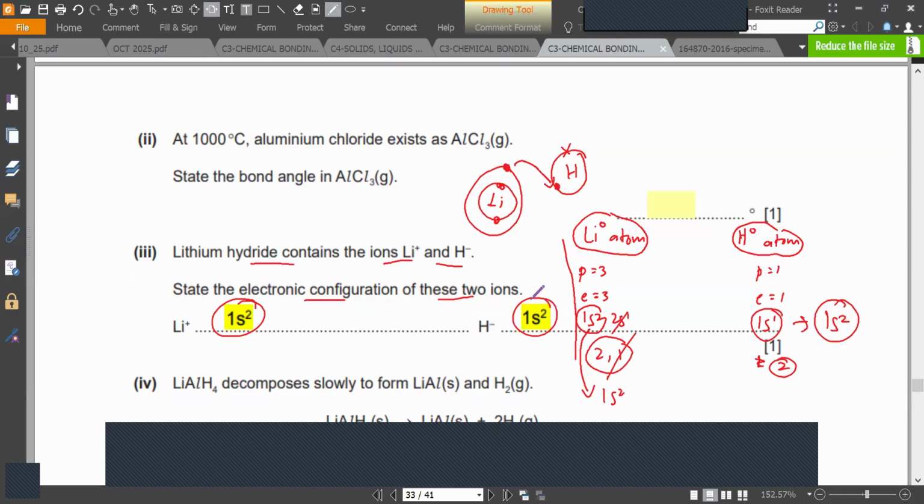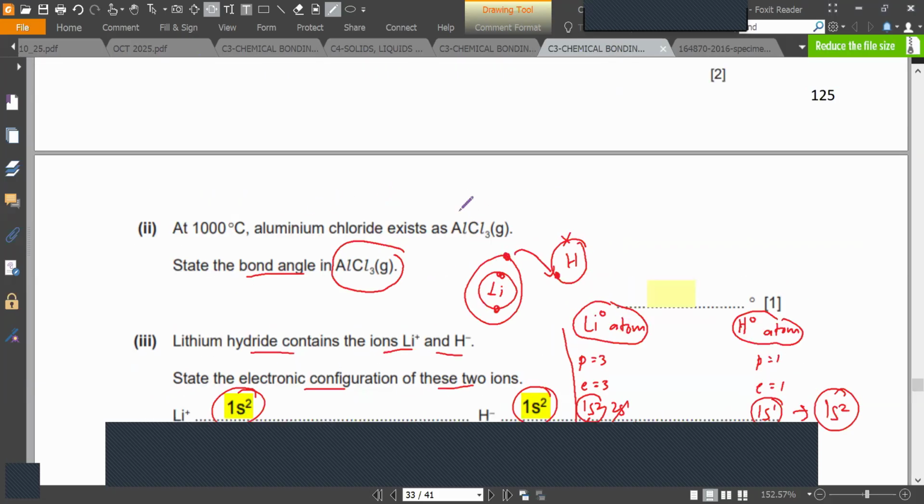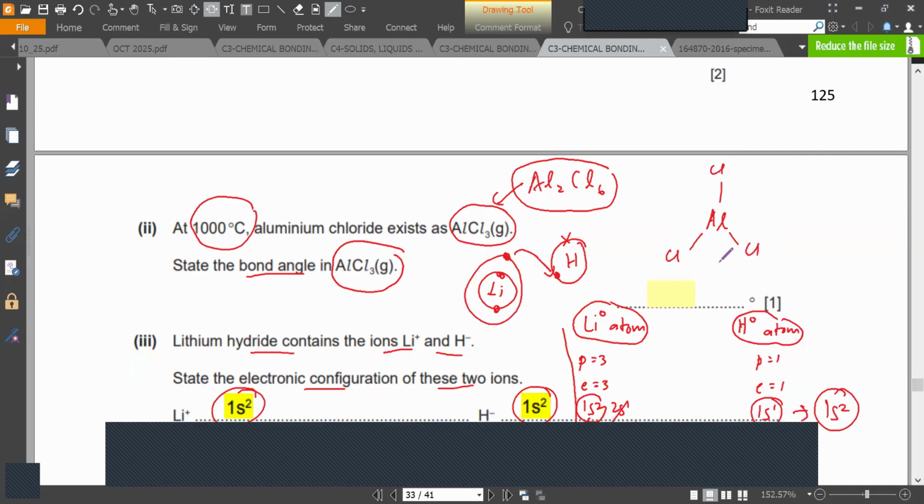1s2 and 1s2. Okay. State the bond angle of AlCl3. So aluminum chloride can be in two forms, AlCl3 or Al2Cl6. But when the temperature is very high, it will break down into AlCl3. So AlCl3 is just like this. Trigonal planar. So the bond angle is just 120.